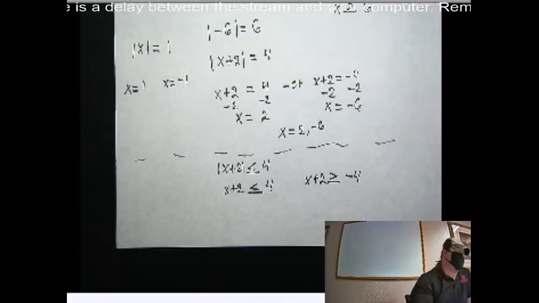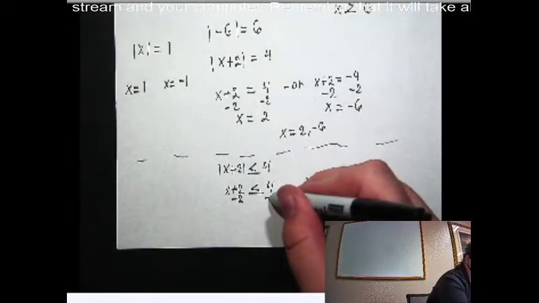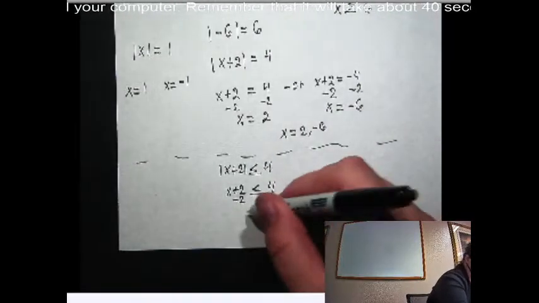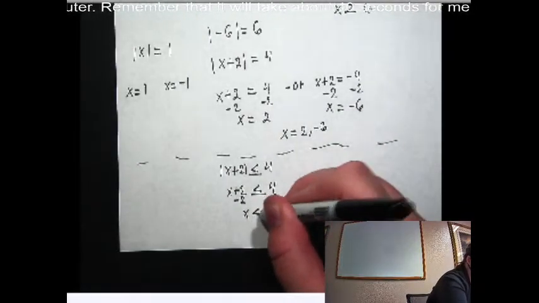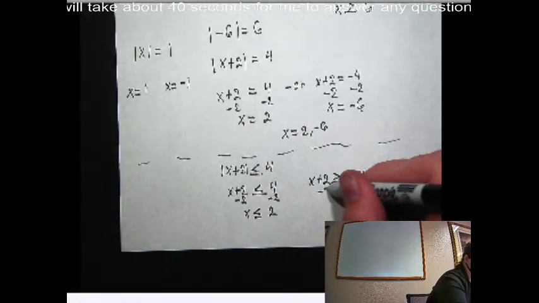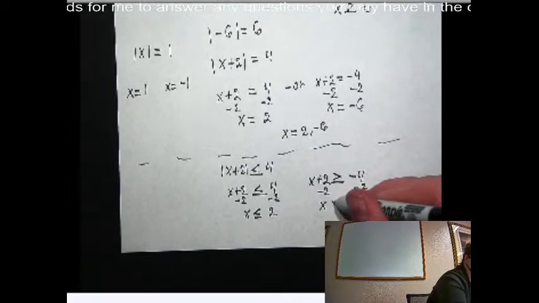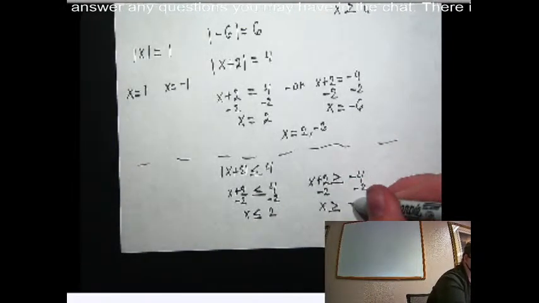So let's go ahead and solve this now. Of course, it's solved the same way, minus 2 to both sides. So x could be less than or equal to 2. Subtract 2 from both sides. And x could be greater than or equal to negative 6.